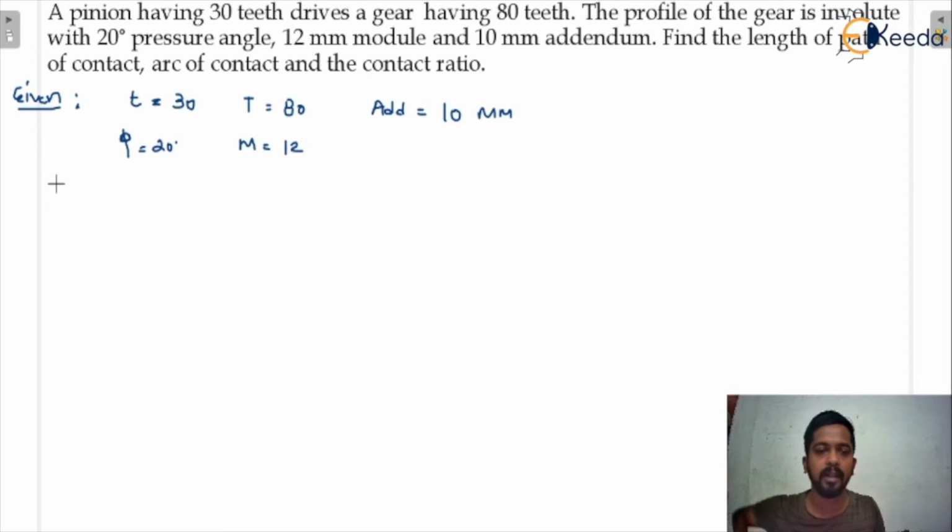First we are discussing the length of path of contact. Okay, now what is the length of path of contact? When you see the length of path of contact, there are three things that you have to find out. The first is the radius of the addendum circle, the second is the radius of the pitch circle, and the third is the pressure angle. These three things you must find out in order to calculate the length of path of contact. What is given in the question? We can see phi is given. The radius of the pitch circle we have to calculate. Now R is denoted as the radius of the pitch circle for the gear.